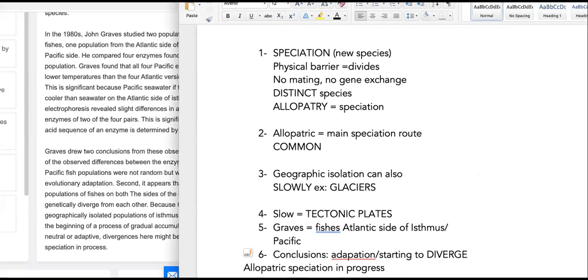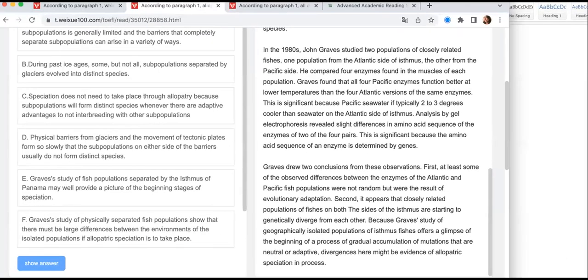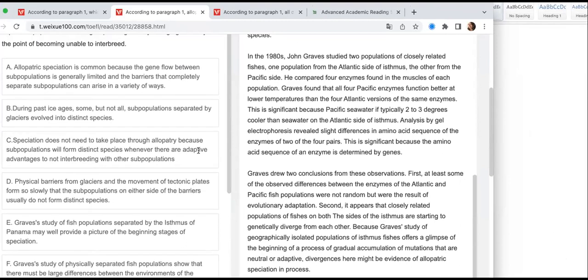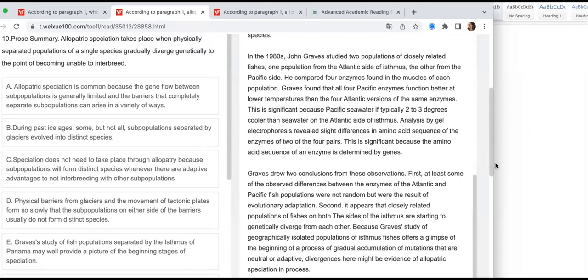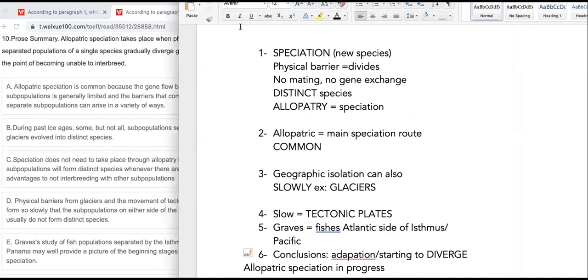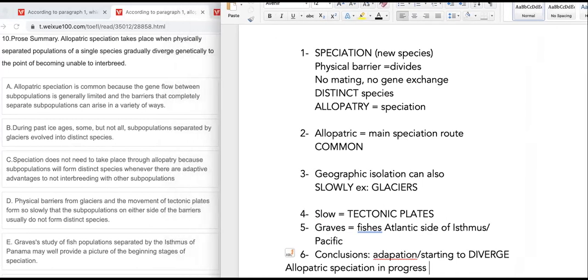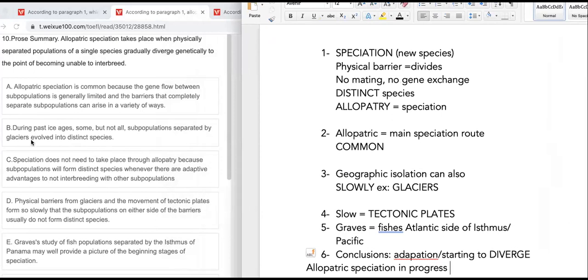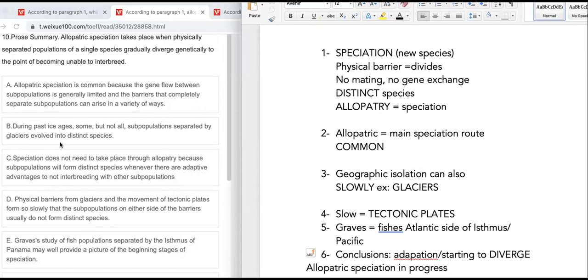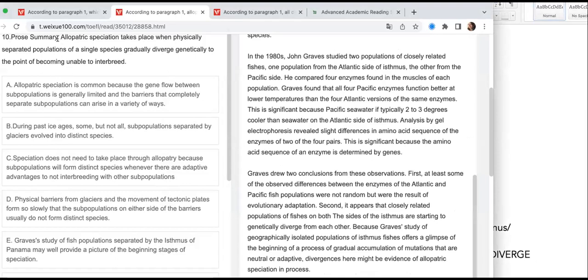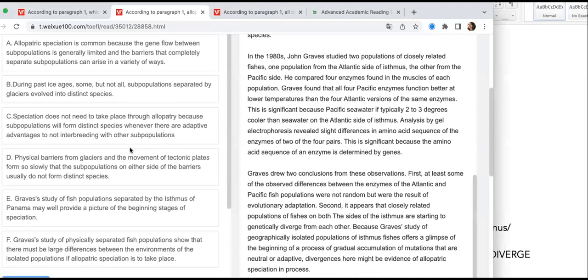Let's come back over here and look at, we're so ready to select our 3 best main ideas because we're going to trust these notes. Right? No need to go back to the text or freak out, right? We're going to trust these notes. If it's not in our notes, it's not a main idea. Here's what TOEFL thinks is a main idea, right? Allopatric speciation takes place when physically separated populations of a single species gradually diverge genetically to the point of becoming unable to interbreed. So they're just giving us that definition that we found in that first paragraph. Okay, here we go. Let's look.